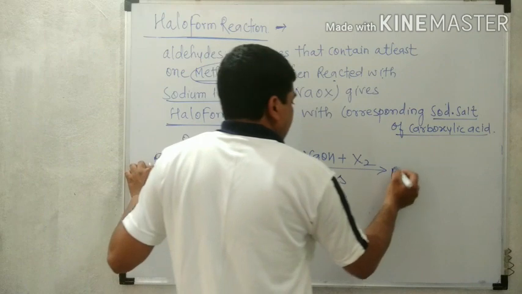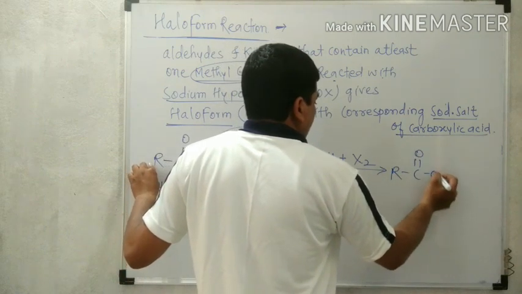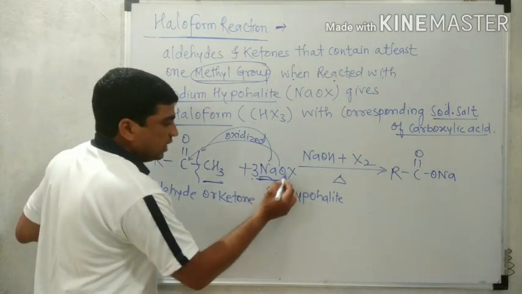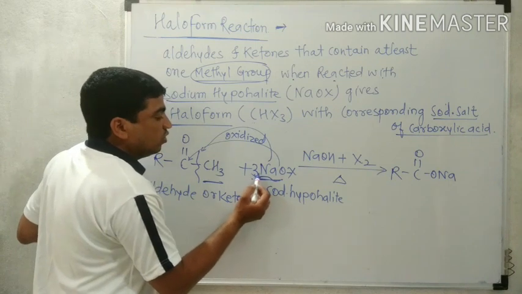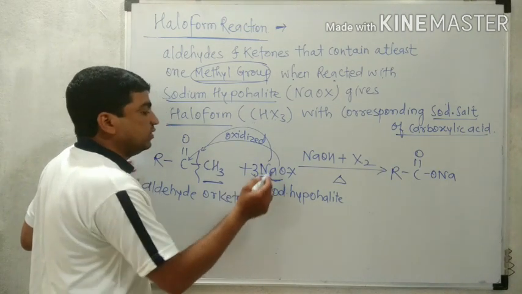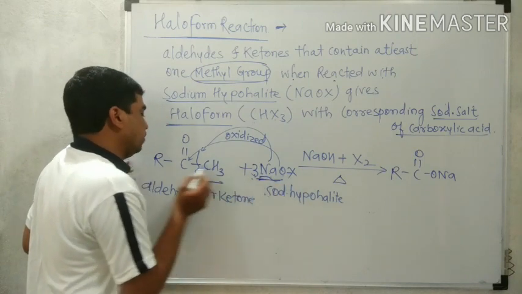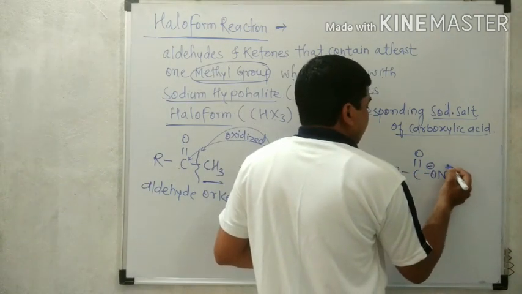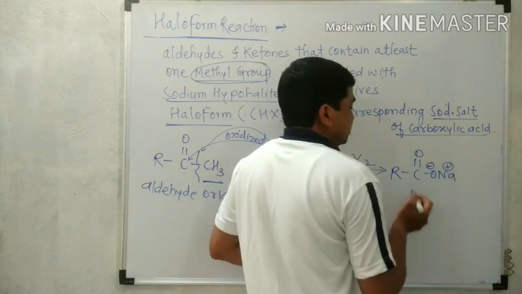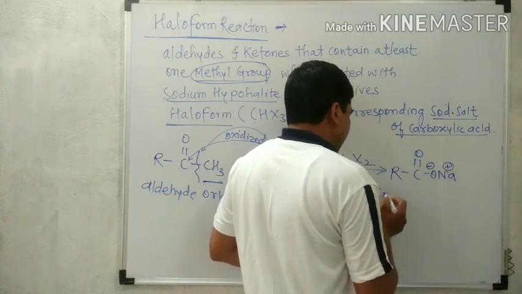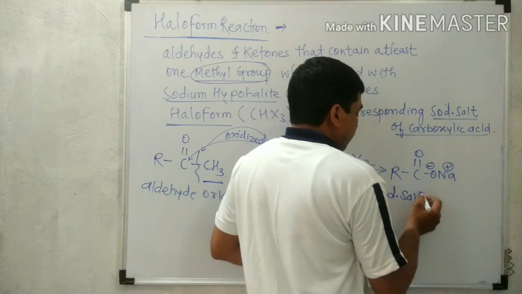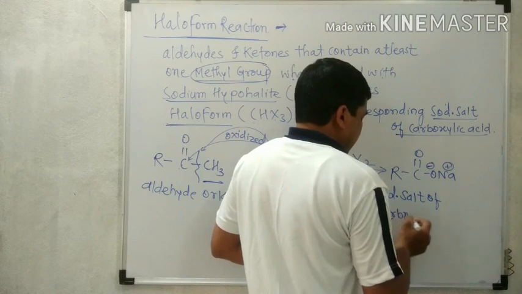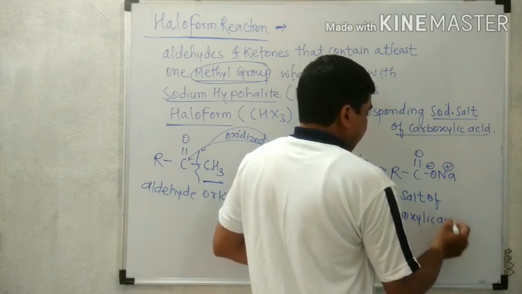Here we obtain RCOONa. Here we know that there are three molecules of NaOX. Out of these three, one ONa gets attached to the carbon. Here RCOONa is obtained, with the oxygen having a negative charge and the sodium having a positive charge. Therefore, it is the sodium salt of the respective carboxylic acid.